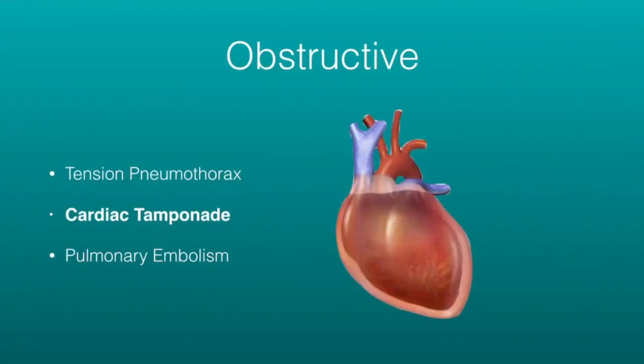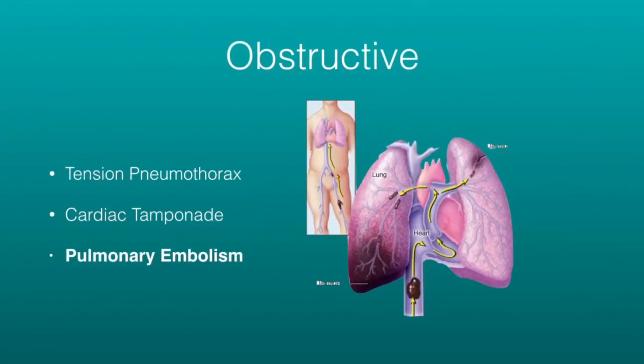With a cardiac tamponade, you have a fluid buildup between the pericardial sac, which surrounds the heart, and the myocardium. As the sac fills up with fluid, oftentimes with blood because of a penetrating trauma, it no longer allows the heart to expand and can't pump out the blood. You'll see this with muffled heart tones and a narrowed pulse pressure.